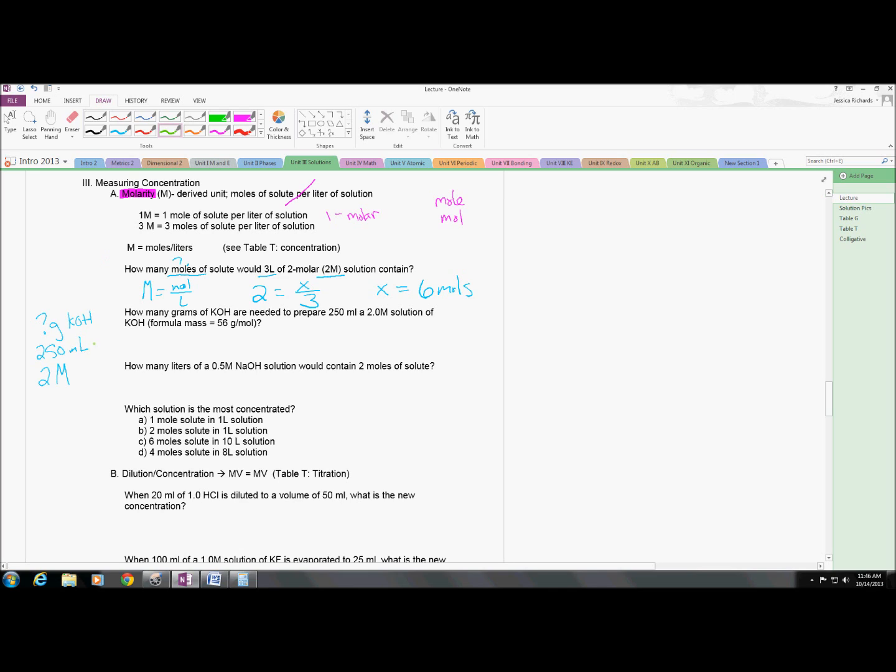First thing we can do, and the easiest one to solve, is this. We can change milliliters into liters. So 250 milliliters is 0.25 liters.